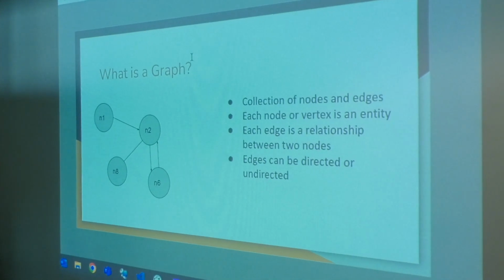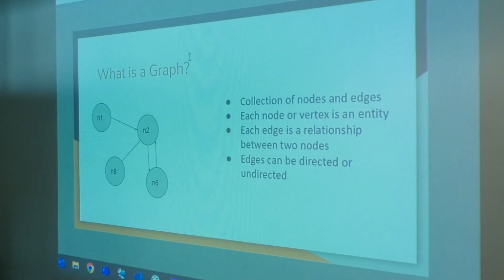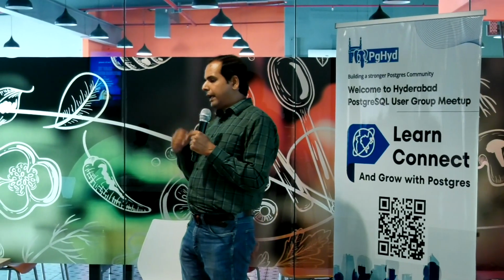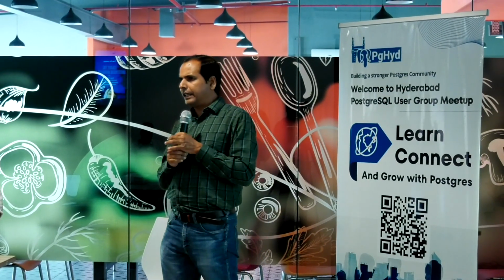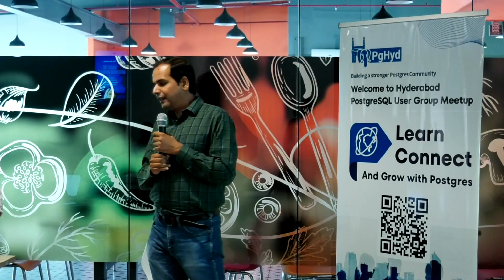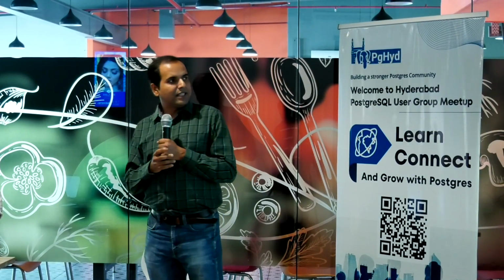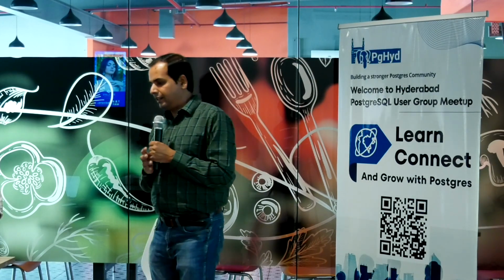What is a graph, right? Just to give a recap of the concepts here. A graph is a collection of nodes and edges. Nodes are nothing but nodes or vertices, and edges are relationships. Nodes are like entities, right? And 2 nodes are connected by edges. Edges can be directed or undirected.